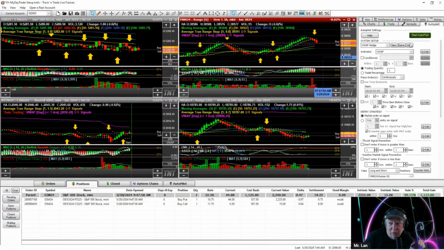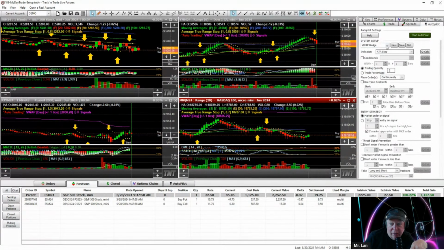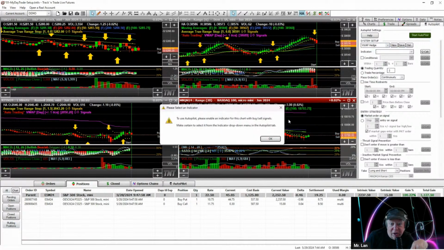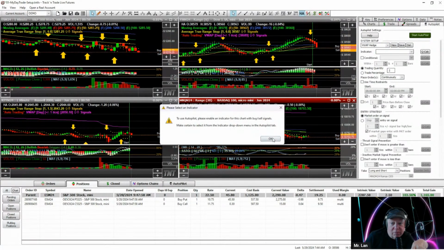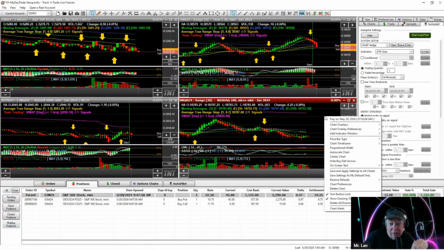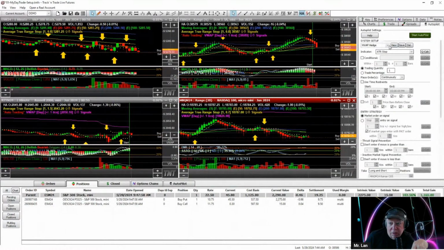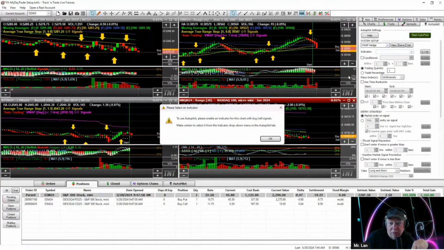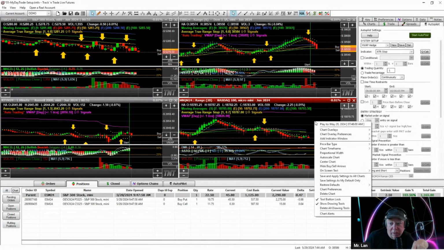And actually, while we're here, why don't we go ahead and we'll set it up on the others as well. We just as well set it up on each one. And this is an autopilot, meaning this is just going to trade. Oh, it's not on that one. So chart. How come it's not working?